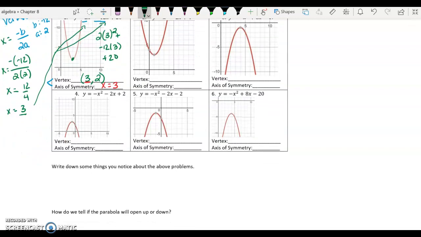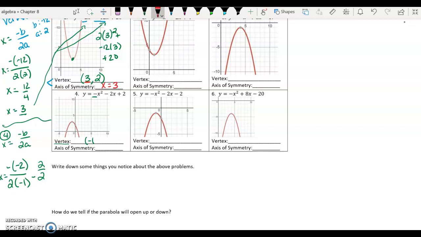So number 4, when you're doing this one, to find my vertex, I still need to use negative b over 2a. In this case, my b is negative 2, and my a is negative 1. If there's a negative out front, that's going to be a negative 1. So I got 2 over negative 2, which is negative 1. So that's my x value.